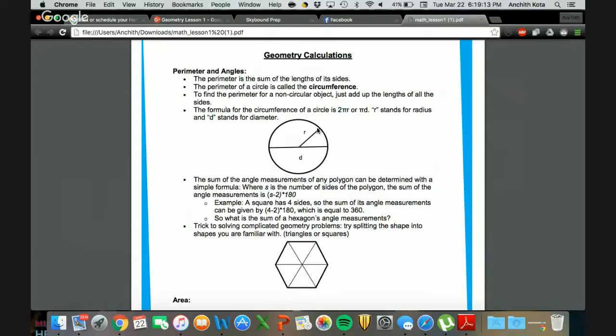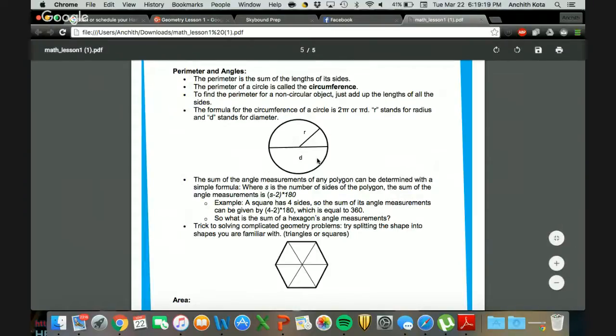And r stands for the radius, which is the length from the center point of the circle to the outside. So that gives you r. And then d stands for diameter, and diameter is just 2 times the radius. So you do 2 pi r. So that would be the diameter, which is this line right here, times pi.